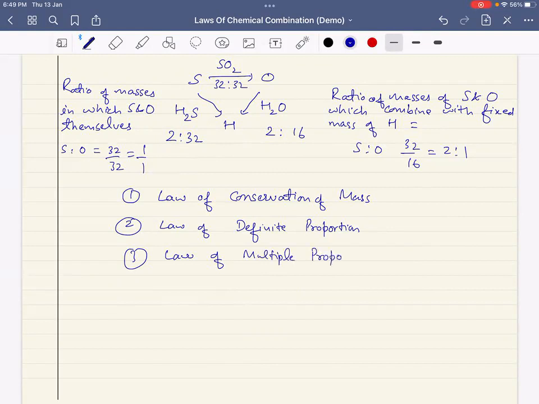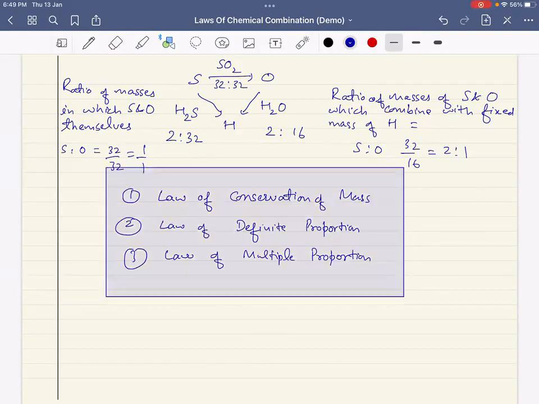I hope all the three laws are clear and we have done problems also on all the three laws which are possible in the competitive exams. I hope everything is clear to you and I wish you all the best for the problems based on all these three laws. Thank you very much.